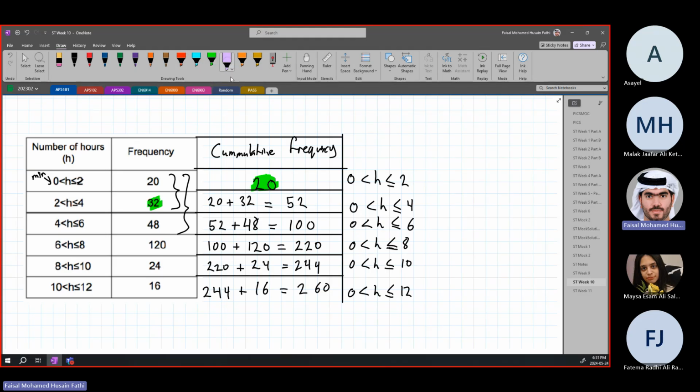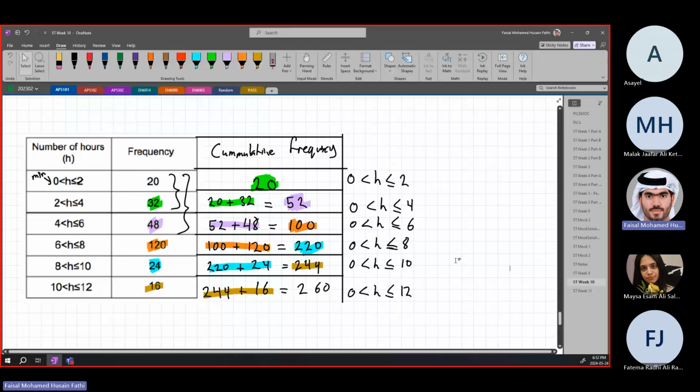The same thing for the next step. We're taking the cumulative frequency and we are adding it to the actual frequency. All right. This is what is happening here. Same thing for the next step. We are taking the 100 and the 120 and we are adding them together. Same thing for the step after that. We are taking the 220 and the 24 and we are adding them. All right. Last step, very exact same thing. We're taking this and we are adding them. We get our cumulative frequencies.